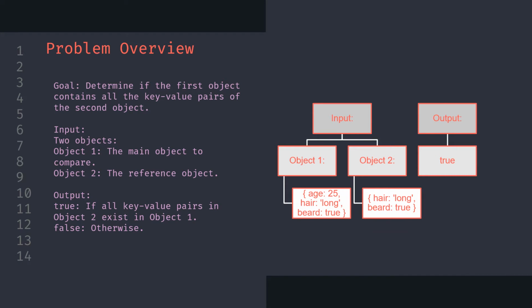The task is simple. We compare two objects and check if all the key value pairs in the second object exist in the first. For example, if object 1 has the properties hair is long and beard is true, and object 2 also has these properties, the result is true. If even one key value pair doesn't match, the result is false.